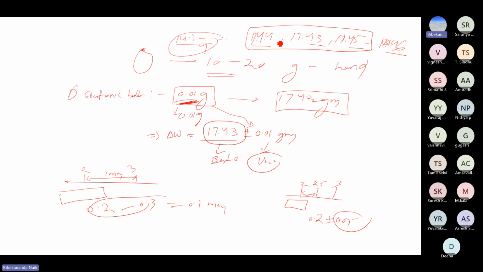And since you see the result varying between 17.43 and 17.46, we can say that there is some average value plus minus 0.03 gram, because the reading is varying from 17.43 to 17.46. So this is 0.03 gram.